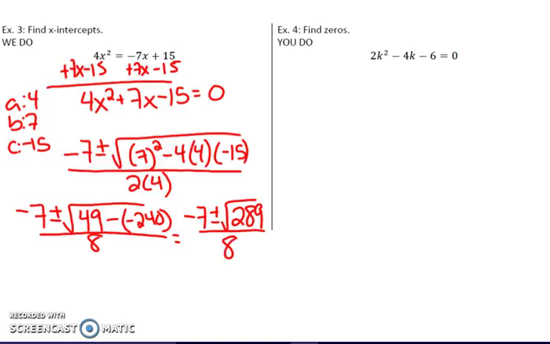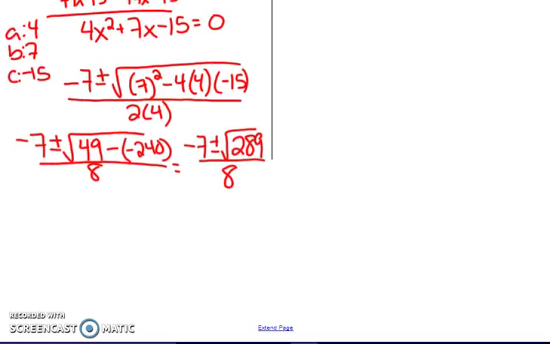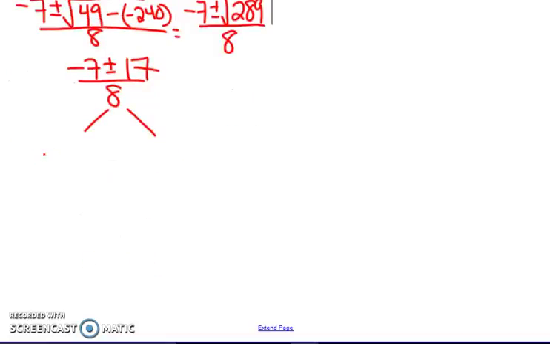One way to double check: make sure you're not getting the square root of a negative number. We can't take the square root of a negative number. That would tell us there's no solution. This simplifies down to negative 7 plus or minus 17 over 8. From here, we want to break it into two problems. We get negative 7 plus 17 over 8 and negative 7 minus 17 over 8.